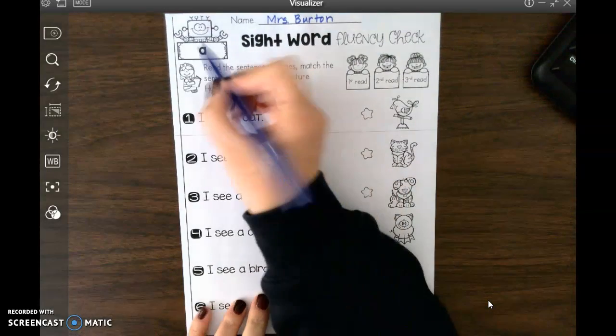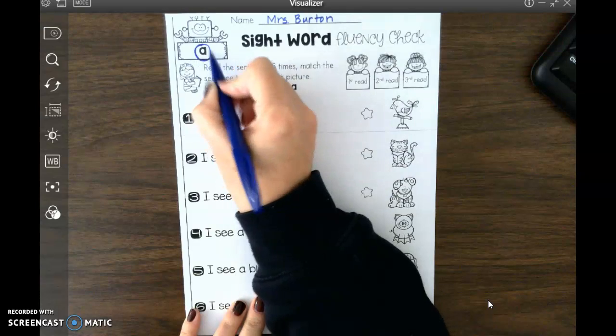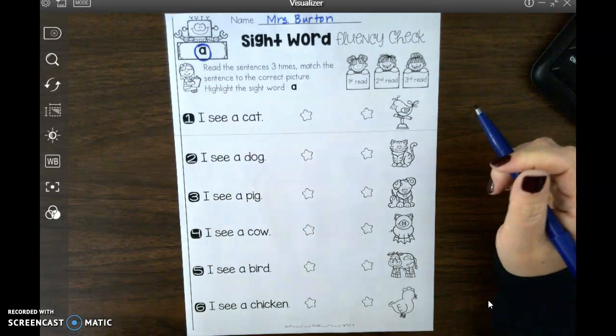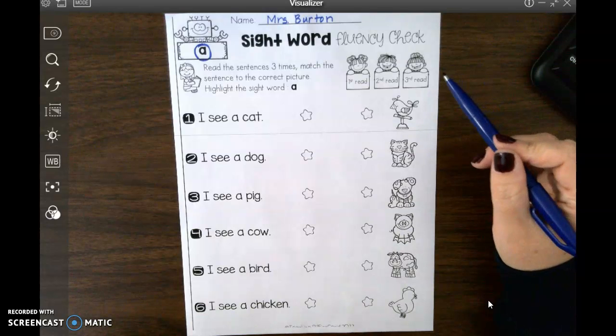And then I want you to draw a circle around this word right up here on this robot. What is that word? It's also a letter. A. That word is A.